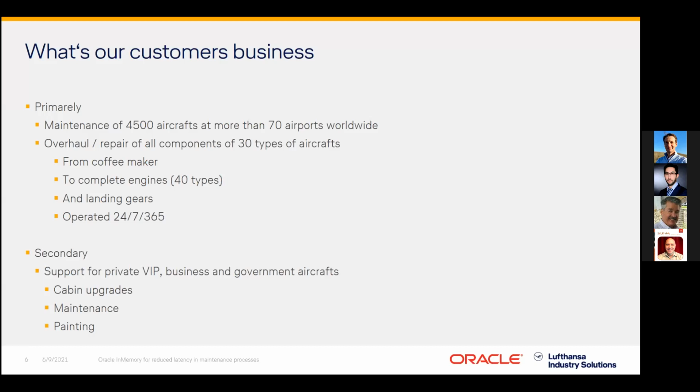Every single item of an aircraft can be checked, repaired, or exchanged, from a coffee maker via laboratory-occupied displays to one of 40 different types of engines or complete landing gears. The second pillar is the support for private VIP, business, and government aircraft.